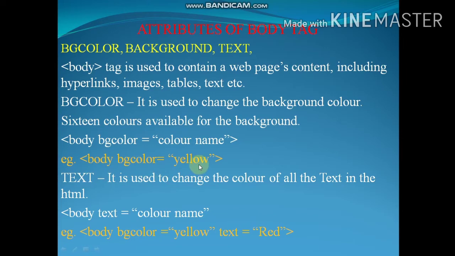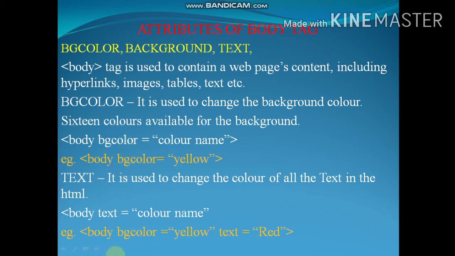And the next attribute is text. Suppose you want to change the color of the text in the HTML, then you can use the attribute text. It is used to change the color of all the text in the HTML. How to use it? Body text equal to color name. The important thing is the quotation mark. These two attributes you can use together.